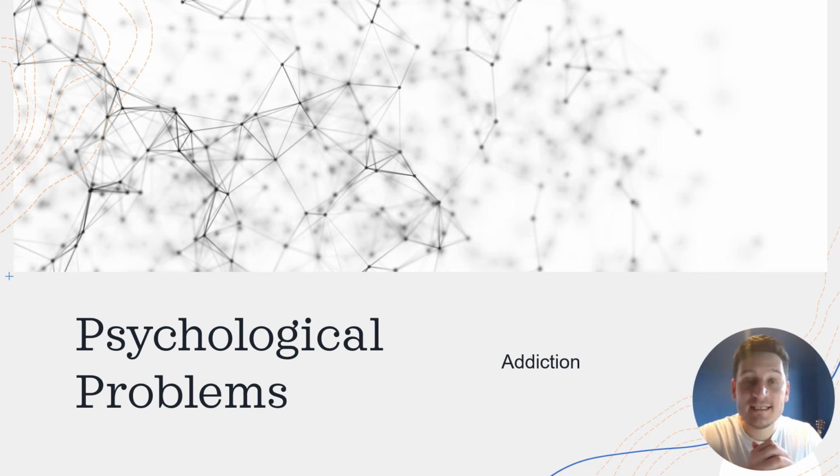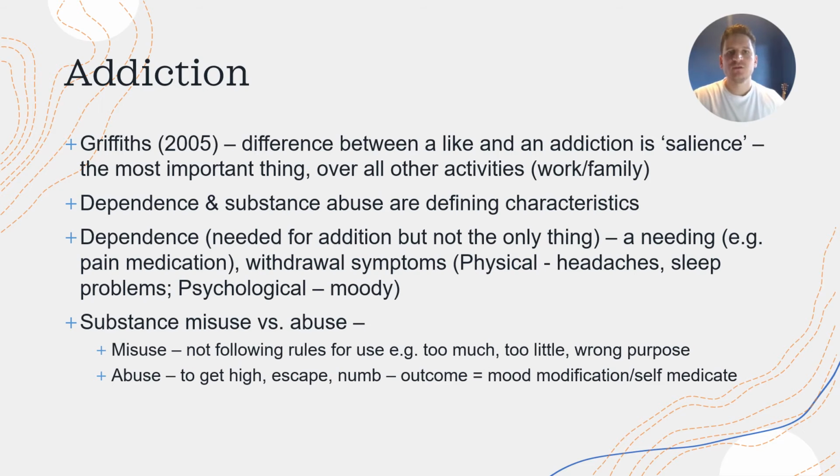And now we'll look at the second of the two mental health problems, and that is addiction. So firstly, we need to define what we mean by addiction. And so there's been a couple of definitions. Griffiths firstly started looking at the difference between a like and an addiction. And he said that this was salience. So what does salience mean? Salience means that something becomes the most important thing for someone. People do this thing over and above all other activities. So they'll drop work, they'll drop family or friendships for doing the addictive behavior.